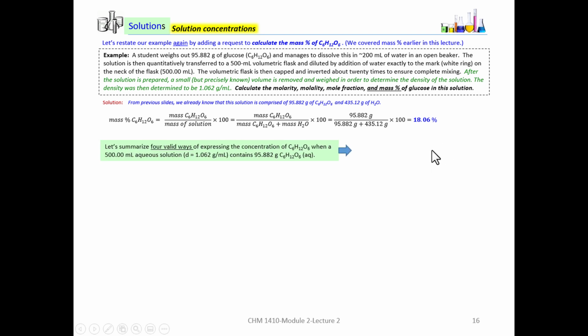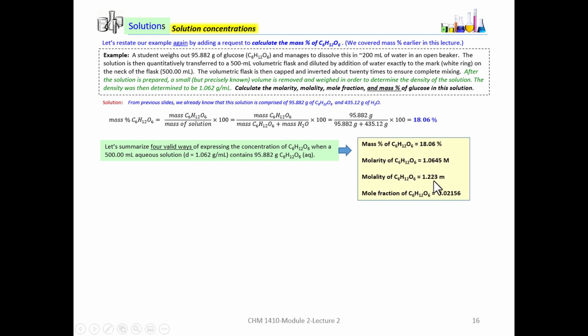So we can now summarize 4 valid ways of expressing the concentration of glucose when a 500 milliliter aqueous solution of this density contains 95.882 grams of glucose. We could say the mass percent is 18.06 of glucose. The molarity of the glucose is 1.0645 molar. Molality 1.223 molal, or the mole fraction is 0.02156. These would all be valid ways to express the concentration of glucose in this solution.